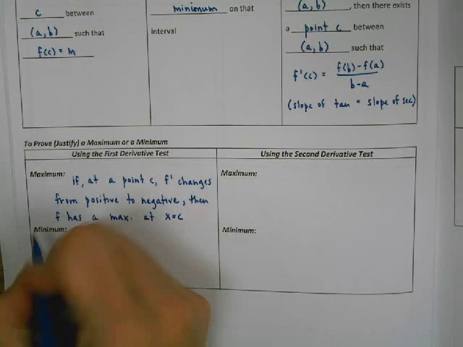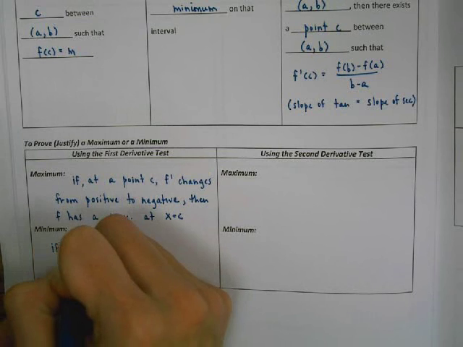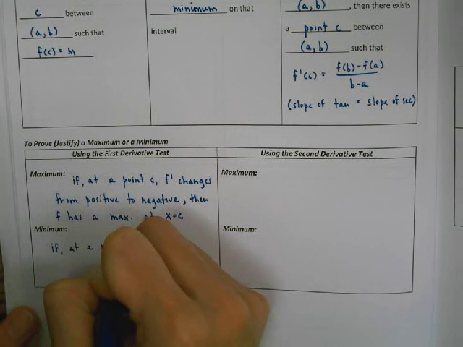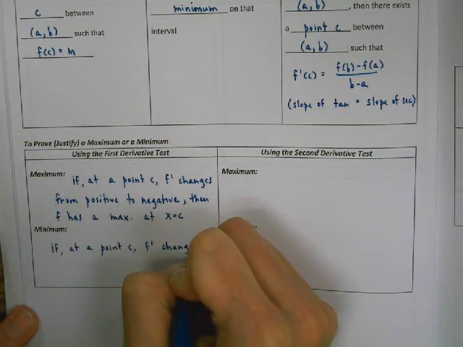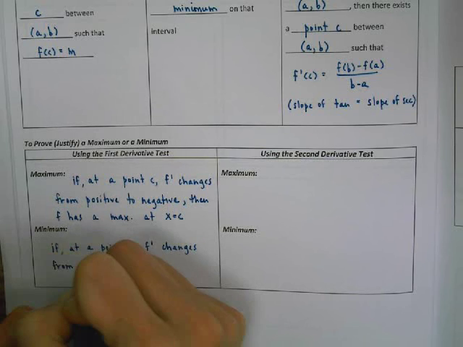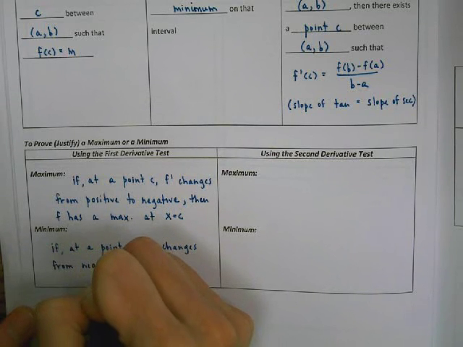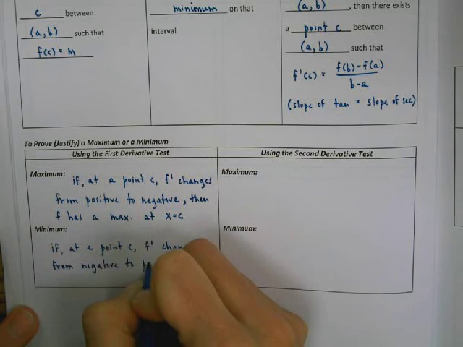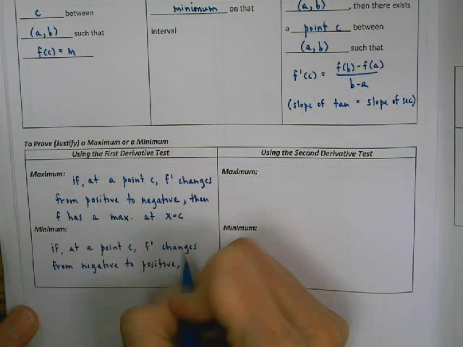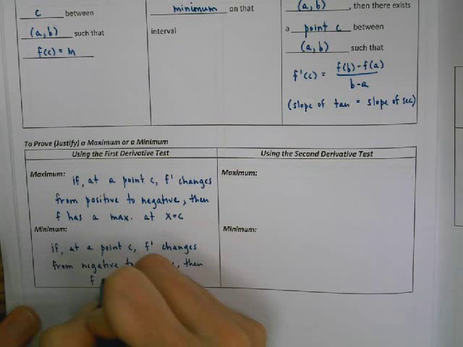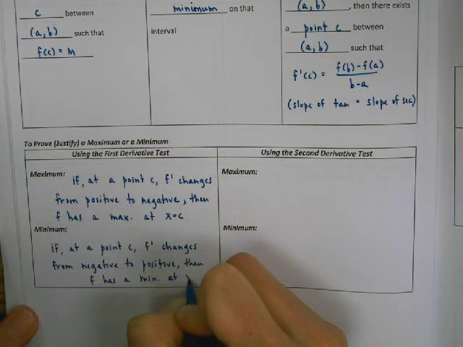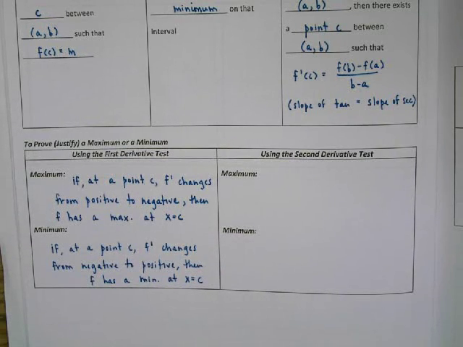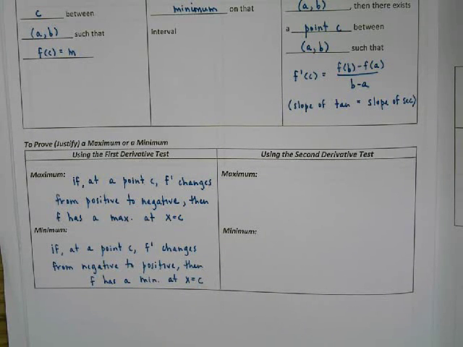And then it's just the reverse for a minimum. So if at a point C, f prime changes from negative to positive, then f has a minimum at x equals c. And again, this is the stuff we've been using pretty much all chapter long since we started with graph sketching.